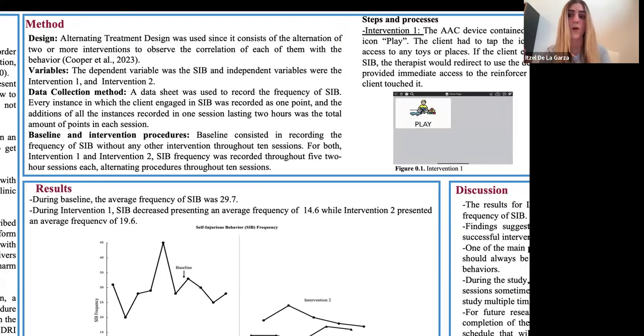So basically, during the baseline procedure, the data was taken in a data sheet, and it was the frequency of SIB. So every instance of SIB that was occurring was recorded throughout 10 consecutive sessions, and it was 2-hour sessions each. And then we used other 10 consecutive sessions for both interventions, but it was alternating both. So it was basically intervention number one in 5 sessions, and intervention number two in 5 sessions as well, but it was alternating throughout the sessions.